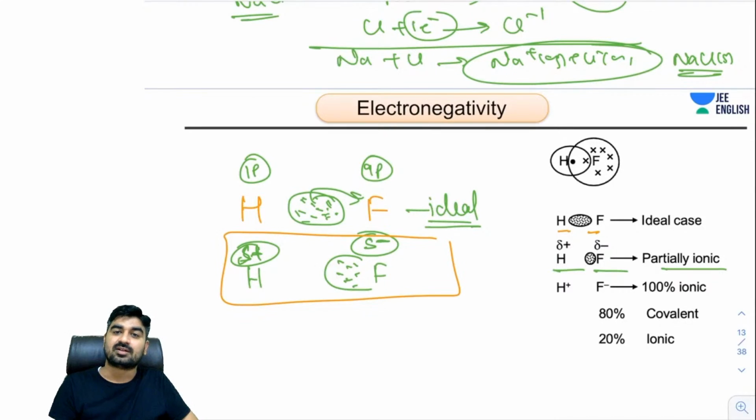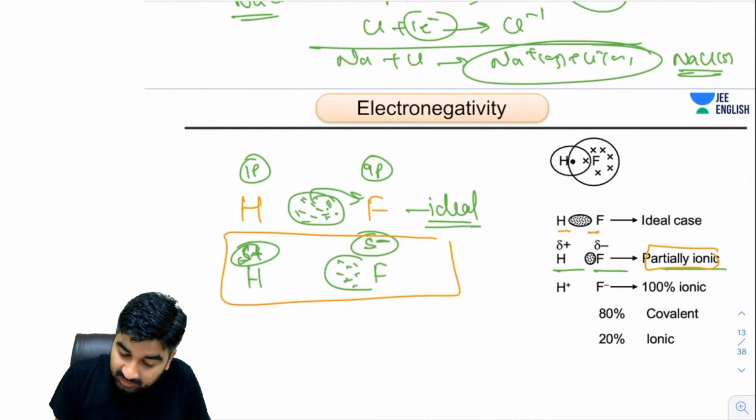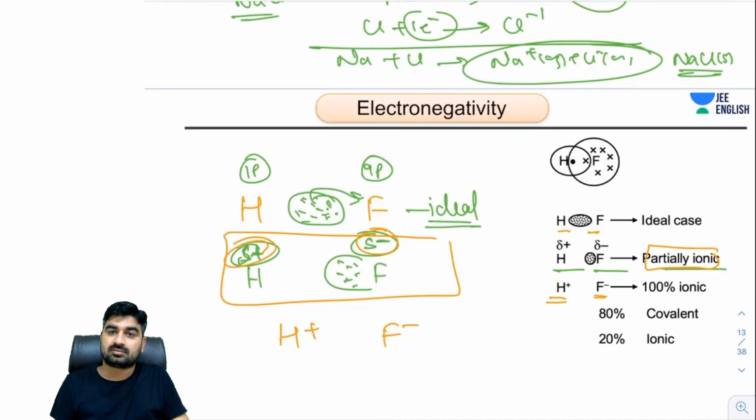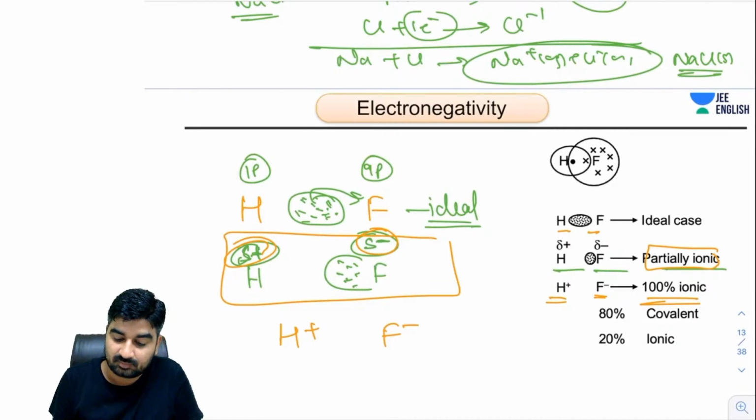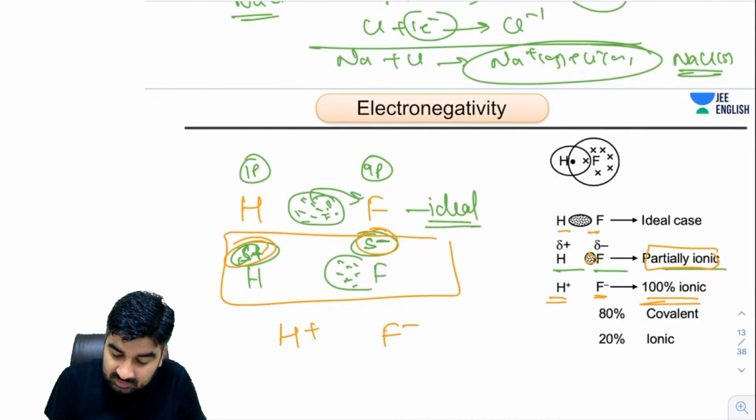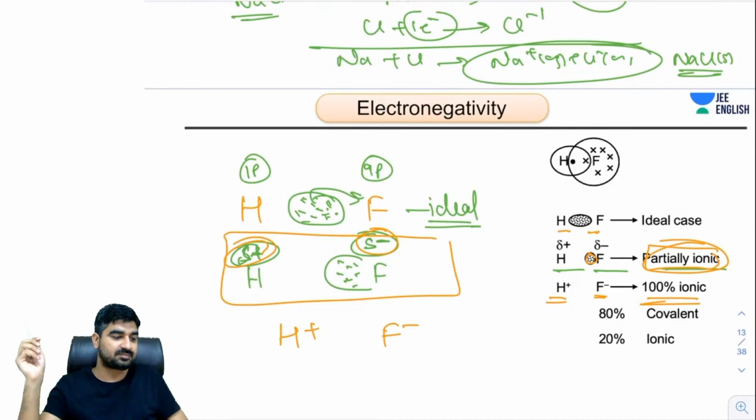So now you understand the meaning of partial ionic and complete ionic. In complete ionic, complete transfer of electron will take place. Now here if complete transfer takes place, then I will write H plus and F minus, not delta. Now if there is just a partial transfer, not complete, then I will call it partial ionic.